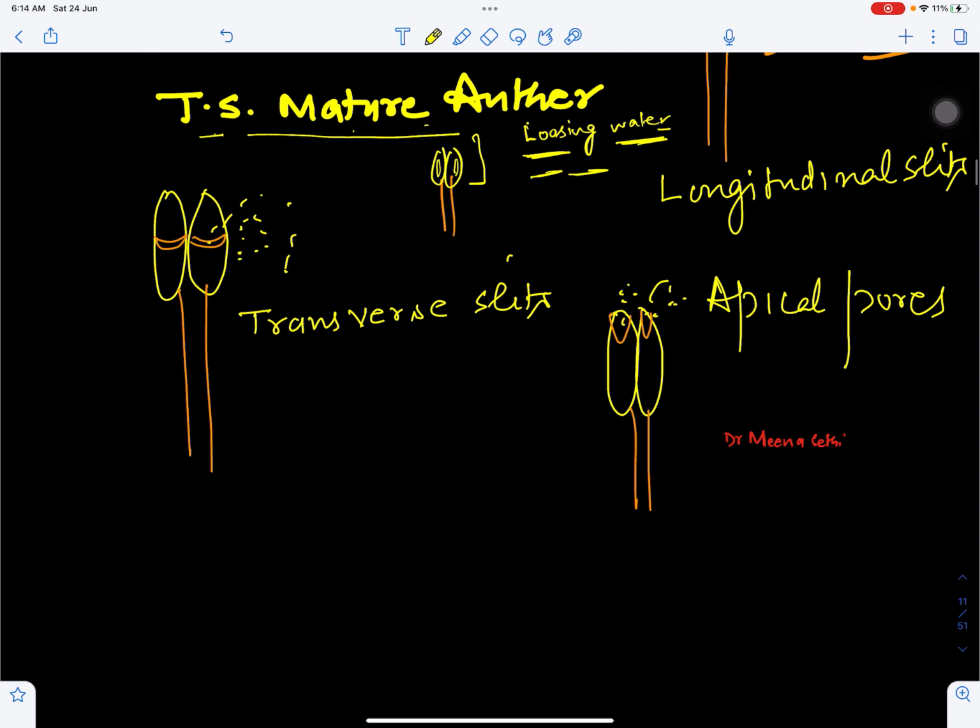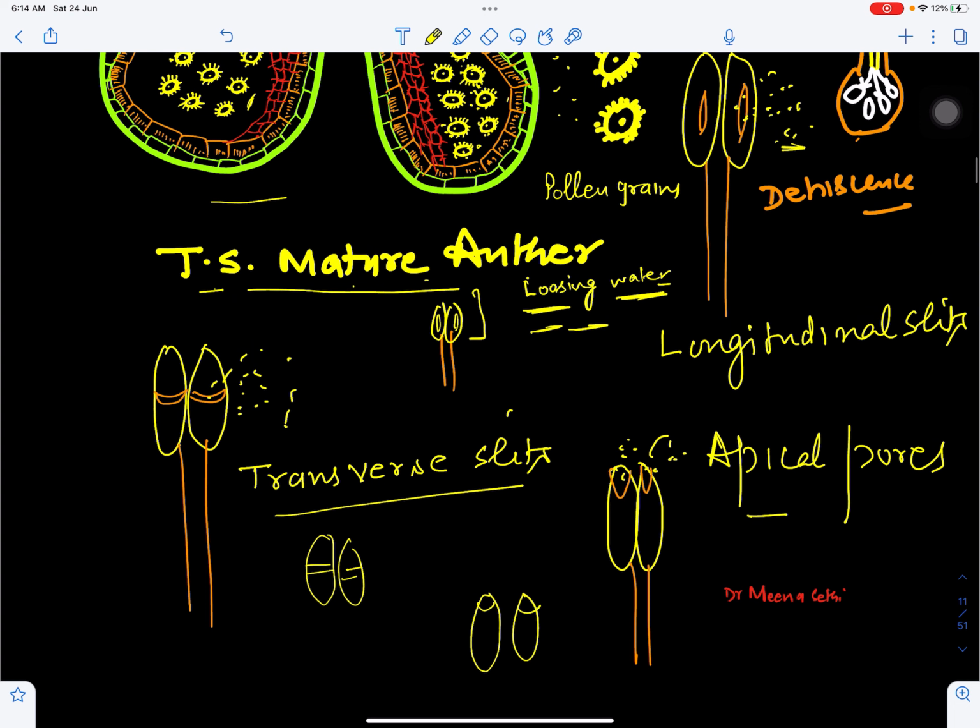The anther can open like this; if it breaks up from here, it is called transverse slits. It can break up from the apical part, this is the apical pore, and it can break up by slits which are longitudinal in nature, this is longitudinal dehiscence, right?